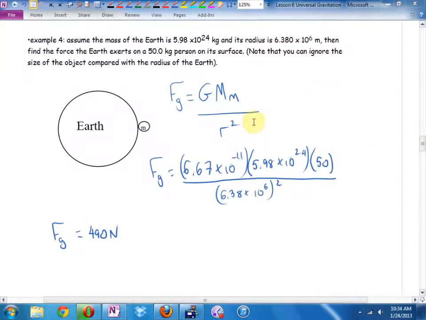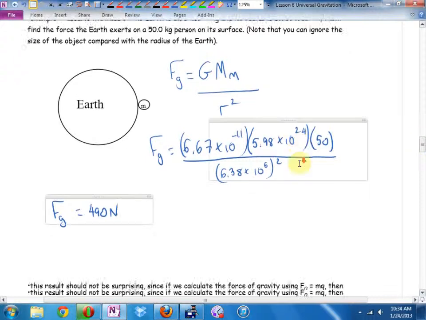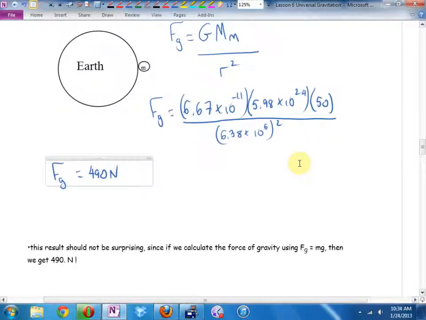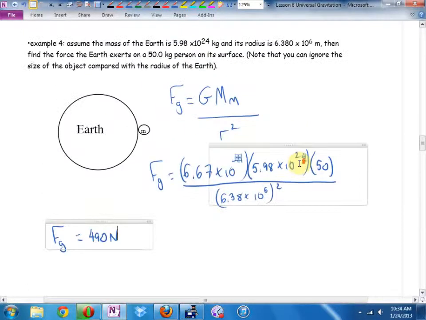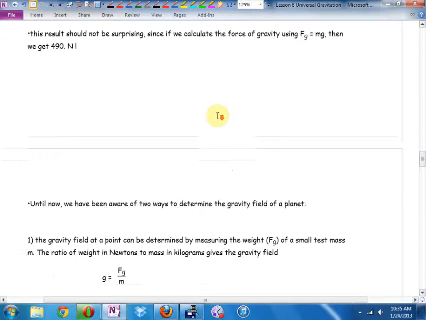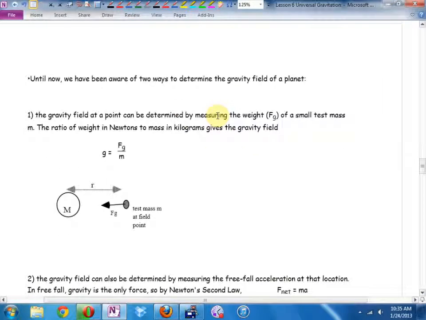So I wrote here, it shouldn't be surprising, because if we calculate the force of gravity using just mg, we also get 490. But here's the nice thing now. Now that I know that it works on the Earth's surface, it means I can be reasonably confident that it'll work in orbit, or on another planet, or wherever. I can be confident that it's universal, which is why we call this universal gravitation. Turn the page.